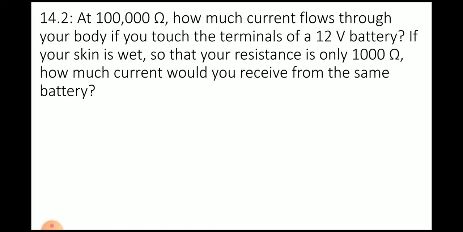The resistance is 100,000 ohm. How much current flows through your body if you touch the terminal of a 12-volt battery? Voltage in this case is 12 volt and 100,000 ohm is the resistance. If your skin is wet so that your resistance is only 1000 ohm, how much current would you receive from the same battery? Voltage is common.